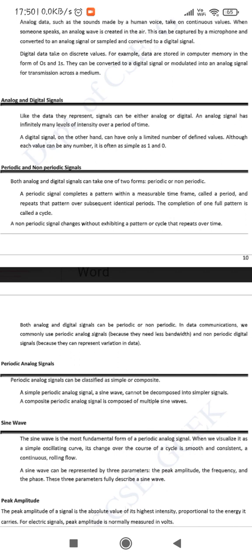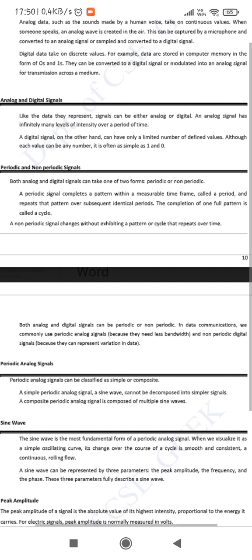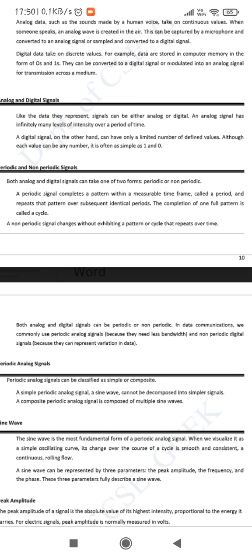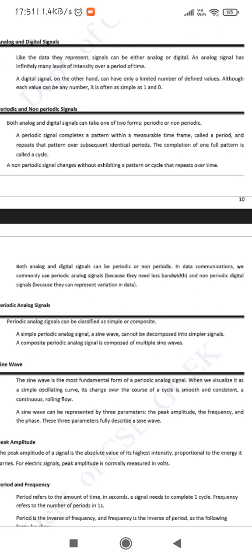Periodic and non-periodic signals. Both analog and digital signals can take one of two forms: periodic or non-periodic. A periodic signal completes a pattern within a measurable time frame called a period, and repeats that pattern over subsequent identical periods. The completion of one full pattern is called a cycle. A non-periodic signal changes without exhibiting a pattern or cycle that repeats over time. Both analog and digital signals can be periodic or non-periodic. In data communication, we commonly use periodic analog signals and non-periodic digital signals.